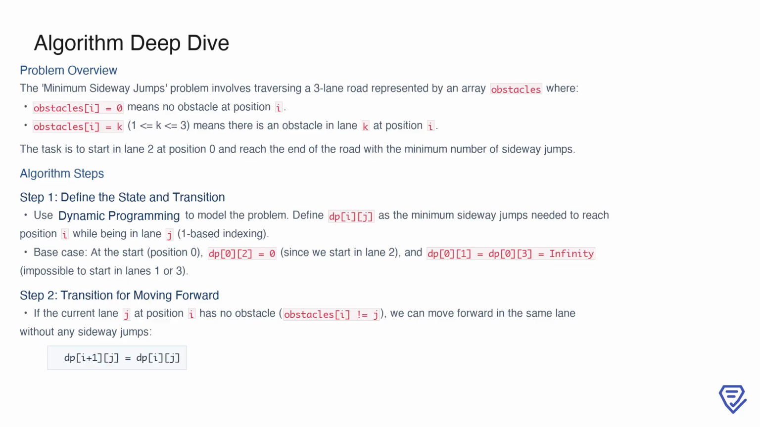First, we define the state dp[i][j] as the minimum number of sideway jumps needed to get to position i while staying in lane j. At the start, we know that dp[0][2] is 0 since we begin in lane 2, while the values for lanes 1 and 3 are set to infinity because starting in those lanes is not allowed. Next, for moving forward, if a lane at position i is clear, meaning there's no obstacle in that lane, we can continue moving forward without any sideway jumps. This is captured in the equation dp[i+1][j] equals dp[i][j] for such cases.